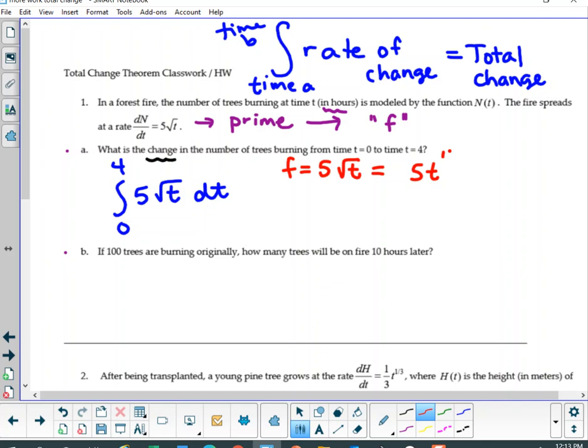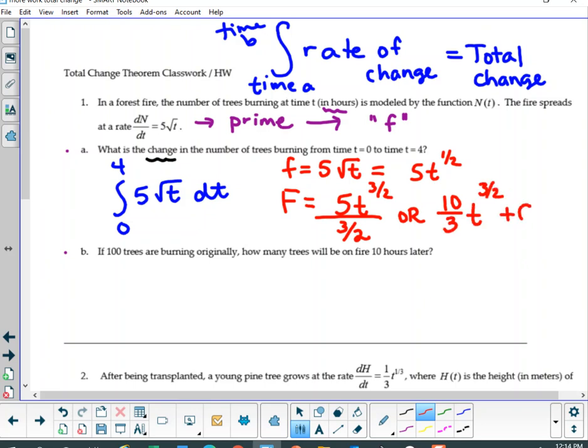And with little f being 5 root t, I'm going to need to remember that that's the same as 5t to the 1/2, which means that big F is going to be 5t to the 3/2 divided by 3/2, or what'll ultimately be 10/3 t to the 3/2 plus c.